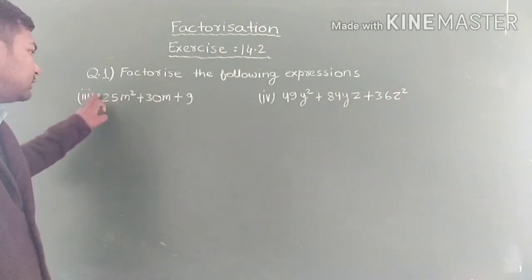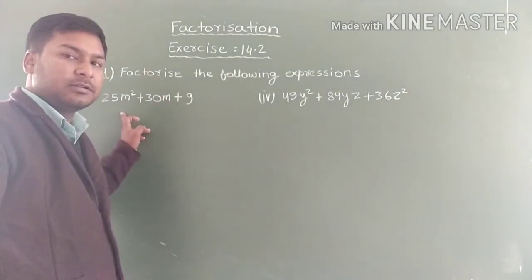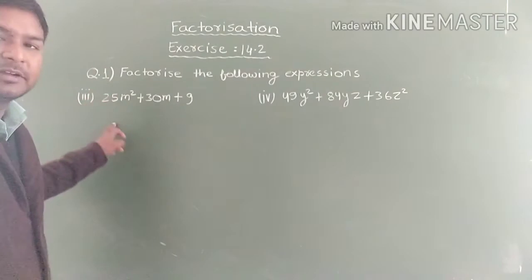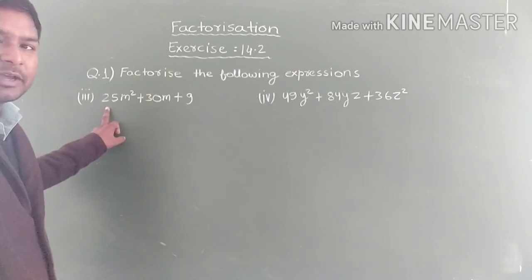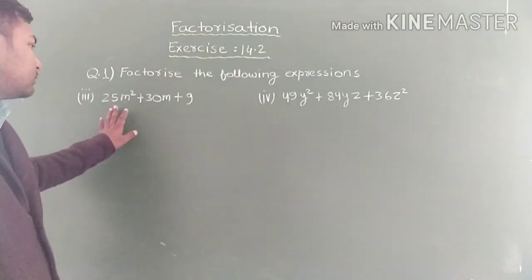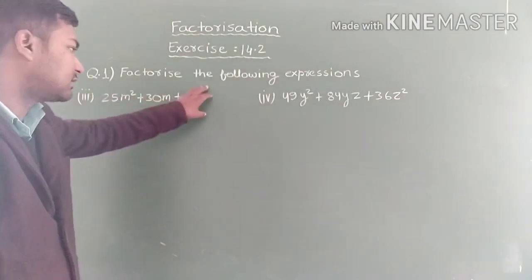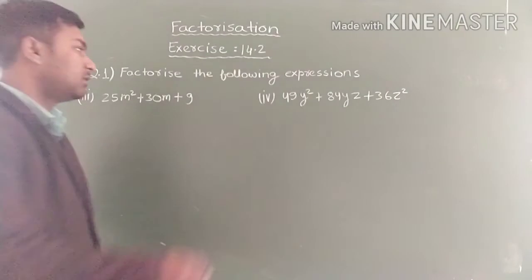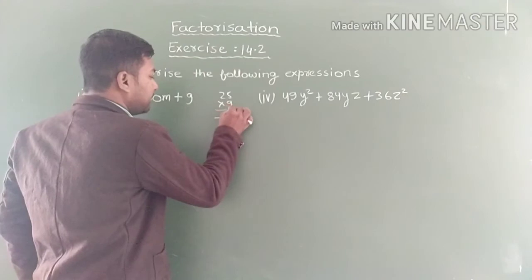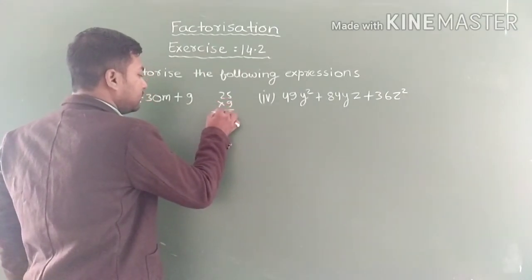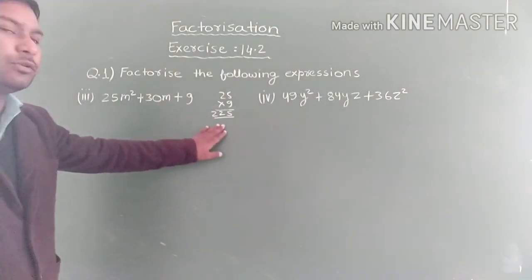The coefficient is 25 here. In the previous questions we have discussed, the coefficient was 1, and in this question the coefficient of m square is 25. So how can we deal with these types of problems? Directly multiply 25 into the last term, that is 9. What is the result? 25 into 9: 9 times 5 is 45, 5 carry 4, resulting in 225.